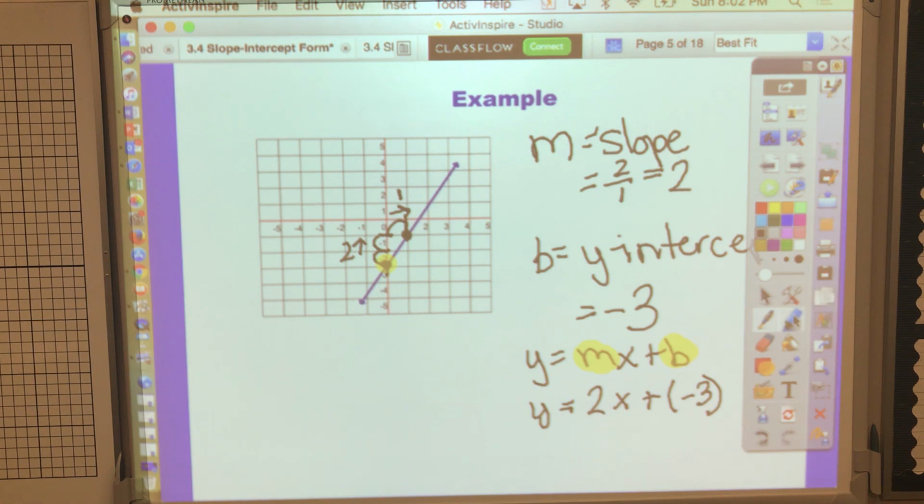But remember, whenever we write equations or problems in math, we never want to write double signs. So I need to simplify this to y equals 2x minus 3. Okay, so that m has a value of 2, and that b is the -3.